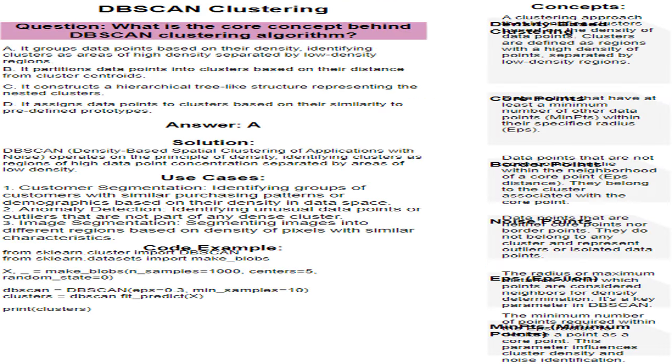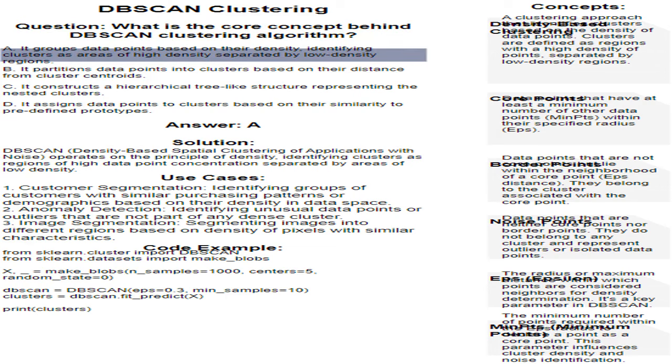What is the core concept behind the DBSCAN clustering algorithm? A. It groups data points based on their density, identifying clusters as areas of high density separated by low density regions. B. It partitions data points into clusters based on their distance from cluster centroids. C. It constructs a hierarchical tree-like structure representing the nested clusters. D. It assigns data points to clusters based on their similarity to predefined prototypes.